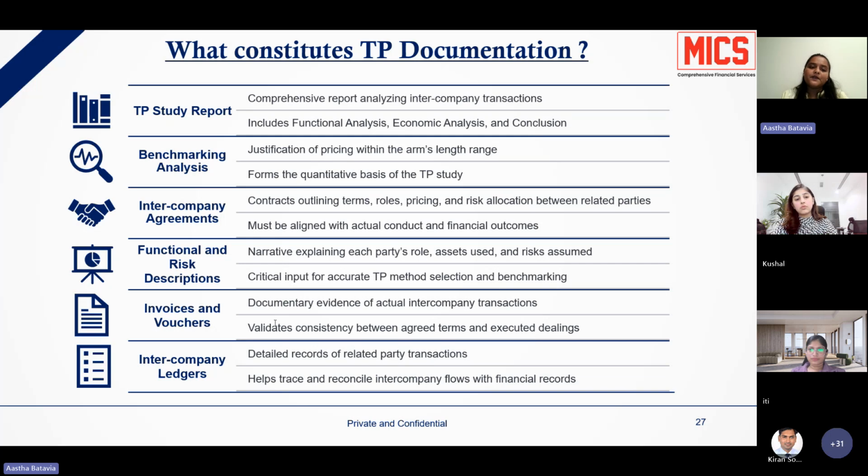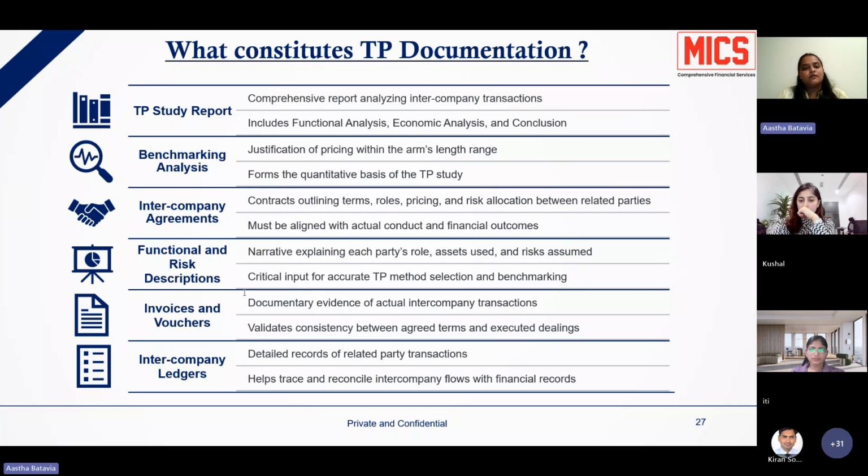Next is the benchmarking analysis. This is where numbers meet logic. The benchmarking study justifies your pricing by comparing it to similar transactions between unrelated parties. It can be internal also, it can be external also. It will depend on the type of transaction that you are undertaking. But basically, it will have all the numbers, forming the quantitative backbone of the entire TP documentation. So without this, your case lacks credibility. You should have a benchmarking analysis in place.